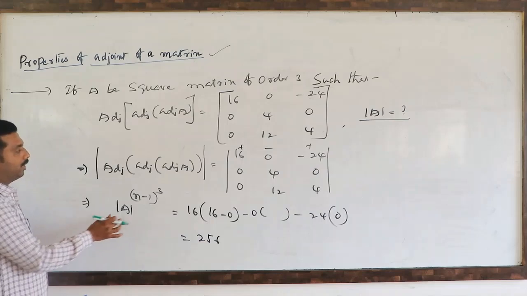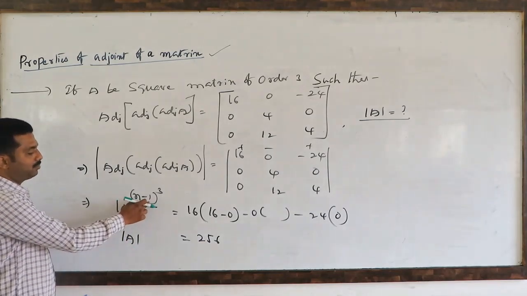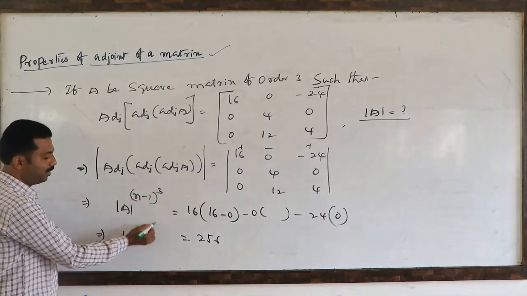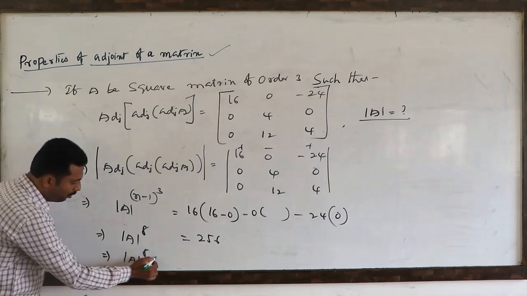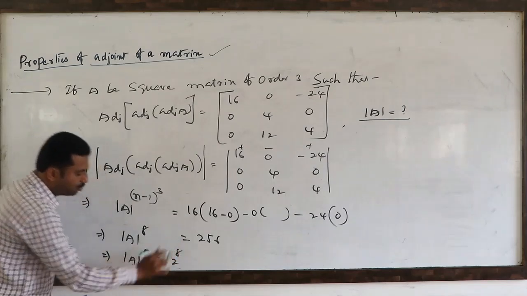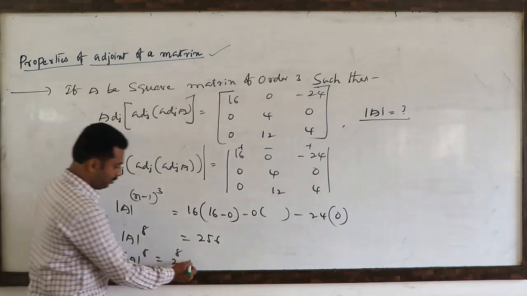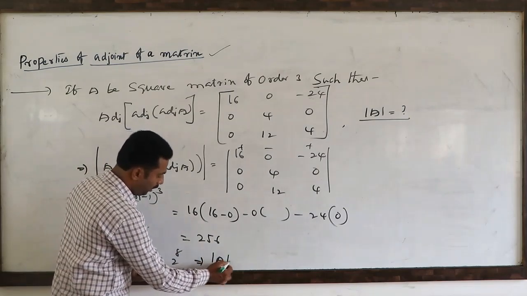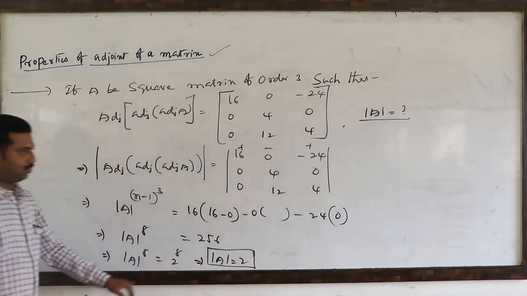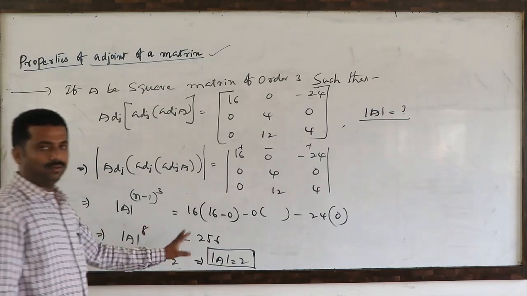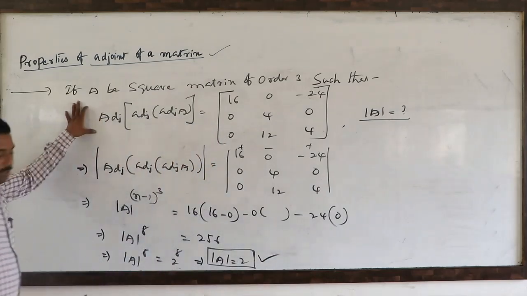You tell me, determinant of A we have to calculate. n is 3, so 3 minus 1 is 2, whole cube means 8. So from this, determinant of A whole power 8, can you write this is also 2 power 8? So powers are equal, we can equate the bases. So from this we can calculate determinant of A is 2. So what is the determinant of A? 2. Like this we have to calculate this type of questions.